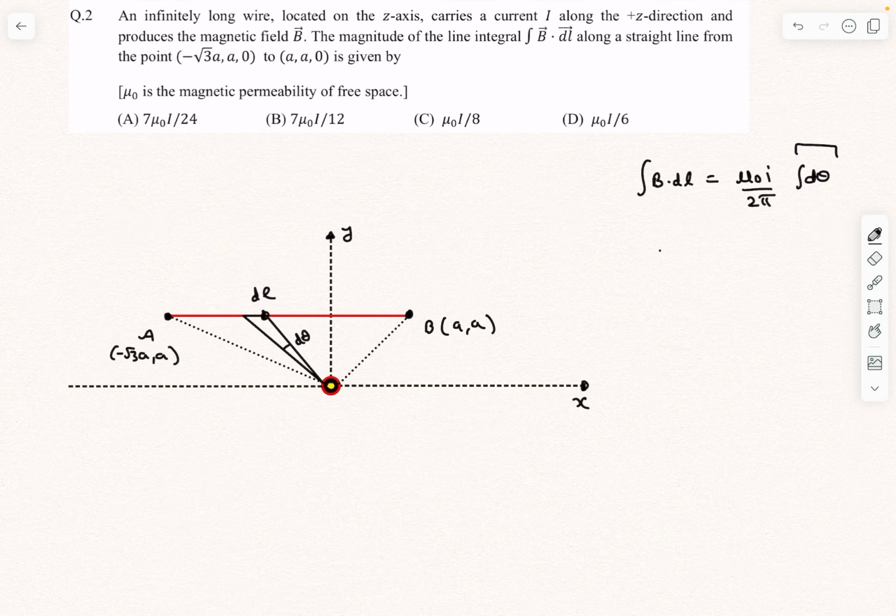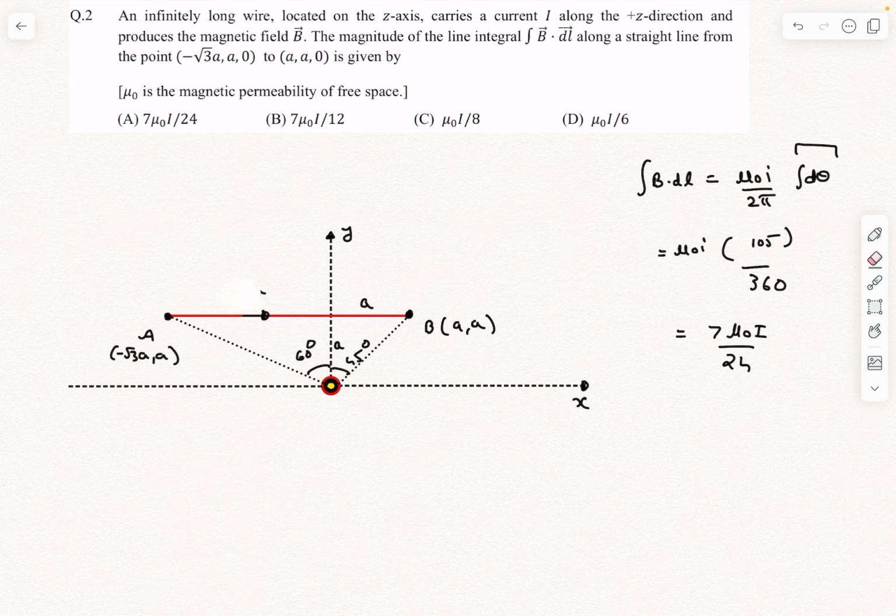So the final answer in this case would simply be mu naught I times this particular angle over here, and that we can easily determine because the y coordinate is a, the x coordinate is also a, so this will be 45 degrees. So let's get rid of this for a second. This particular length is root 3 a, so tan 60 is root 3, so this angle will be 60 degrees. So the combined angle is 105 degrees, and you can either convert it into radians or you can just write the 2 pi as 360, and the final answer will just turn out to be 7 mu naught I divided by 24.